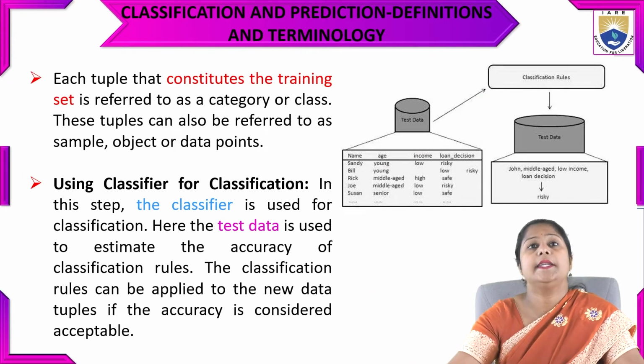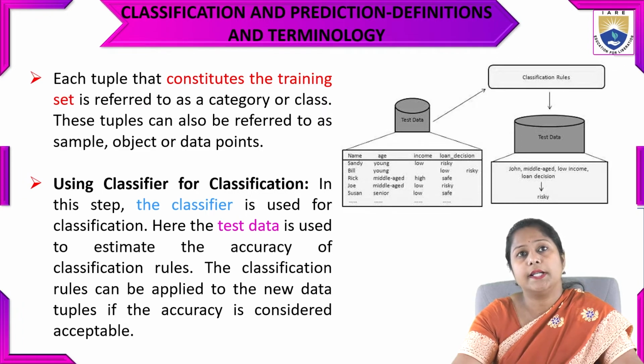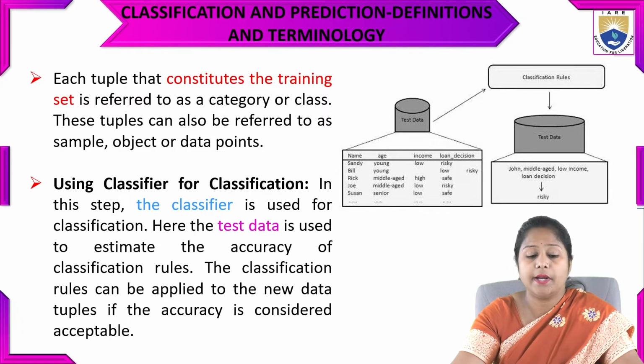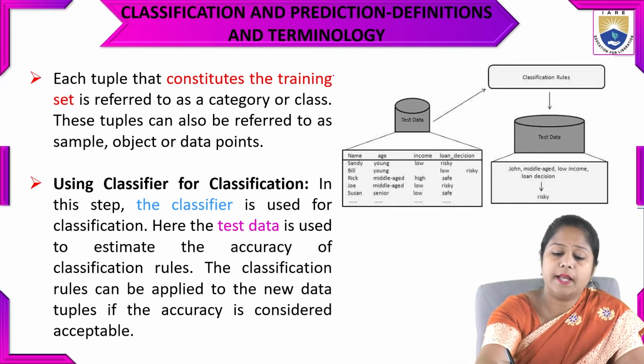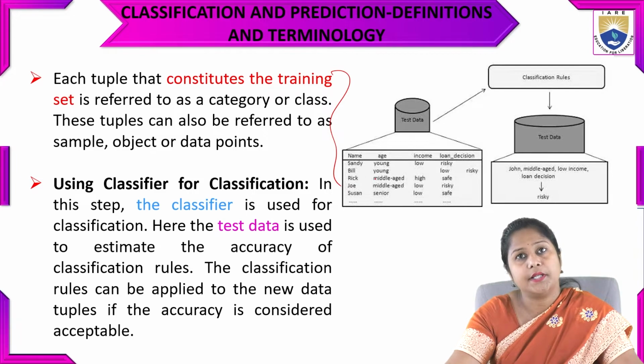On the other hand, each of the tuples that constitutes the training set is referred to as a category, a class. So I have told in the last that it will be categorized as a class level. So these tuples can be referred to as a sample, object or data points.